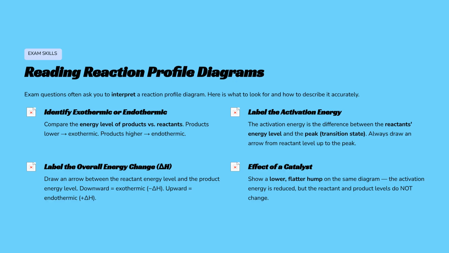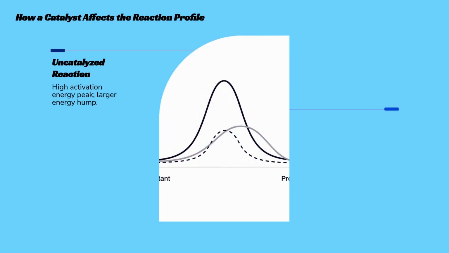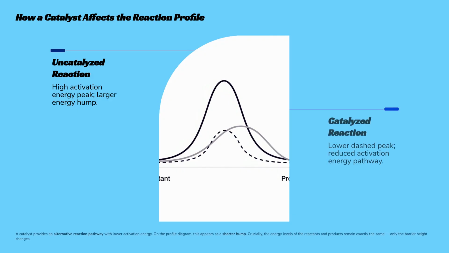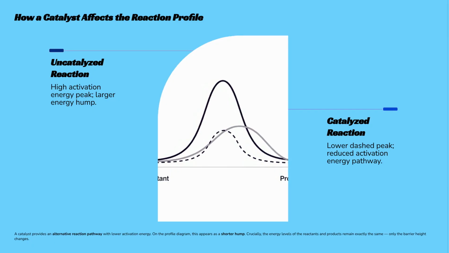In exam questions, interpret reaction profiles by comparing product and reactant energy levels to determine if it's exothermic or endothermic. Accurately label the activation energy, delta H, and show how a catalyst lowers the activation energy hump. A catalyst provides an alternative reaction pathway with a lower activation energy, appearing as a shorter hump on the profile diagram. Crucially, the energy levels of the reactants and products remain unchanged. Only the activation barrier is affected.